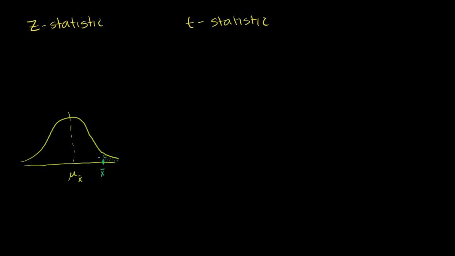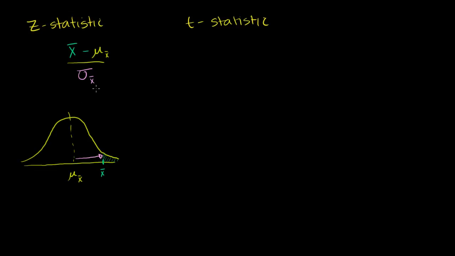To do that, we figure out how many standard deviations above the mean we actually are. The way we figure that out is we take our sample mean, subtract from that what we assume the mean should be, or maybe we don't know what this is, and then we divide that by the standard deviation of the sampling distribution. This is how many standard deviations we are above the mean. That is that distance right over there.